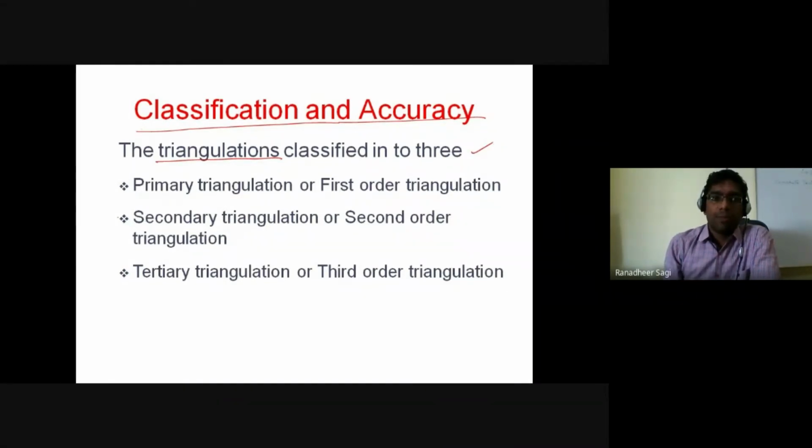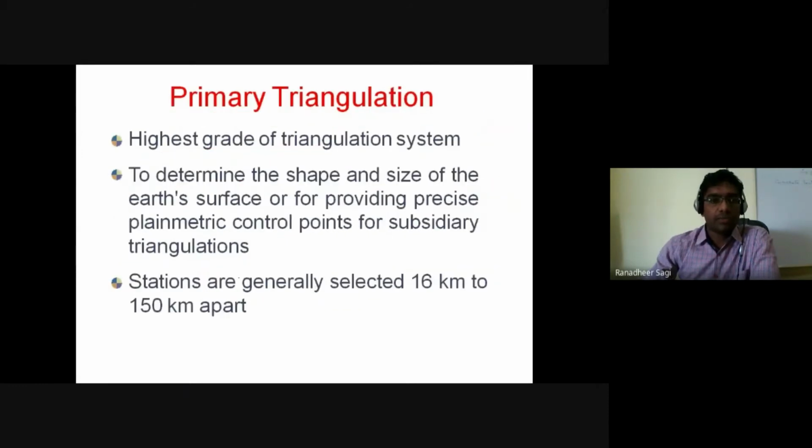One is primary triangulation, also called first order triangulation. The second is secondary triangulation, or second order triangulation, and the third is tertiary triangulation, or third order triangulation. So what is each of these, and in which particular case do we go for which? Let us try to understand that.